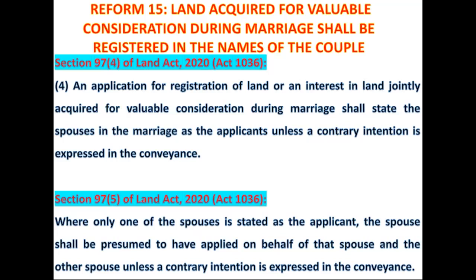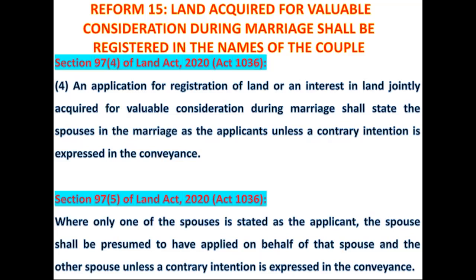And look at section 97, subsection 5, where one person will go alone and just write his name. It says that where only one of the spouses is stated as the applicant, that spouse shall be presumed to have applied on behalf of that spouse and the other spouse, unless a contrary intention is expressed in the conveyance. So if you alone go and want to register, the law is saying that you'll be deemed to have applied on behalf of the other spouse, unless a contrary intention is expressed in the conveyance.